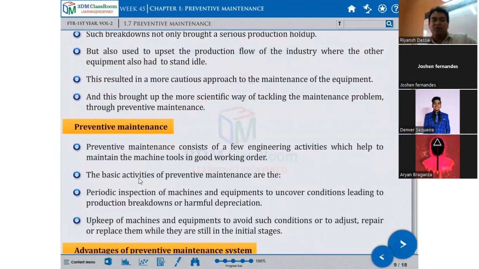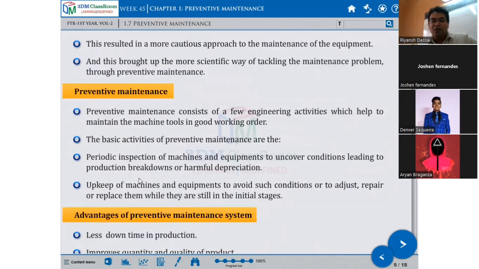The basic activity of preventive maintenance: first, periodic inspection of machines and equipment to uncover conditions leading to production breakdown or harmful depreciation. The word depreciation means that once you bring the machine into the industry, after so many years of use, the value of the machine goes down. So you have to inspect the machine and equipment to uncover conditions leading to breakdown, damage, and harmful depreciation.